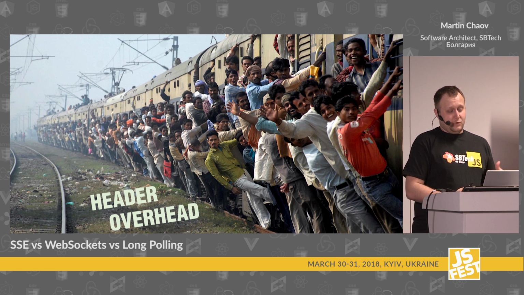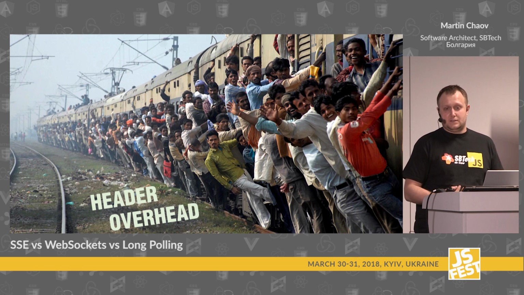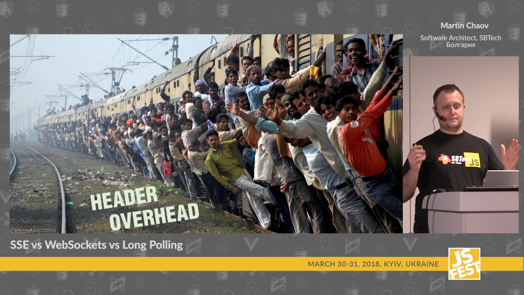So to avoid header overhead in long polling, you can basically do nothing. You can try to compress stuff, you can try to send as few headers as possible, but eventually you're hitting a point where you just need to transmit the headers.